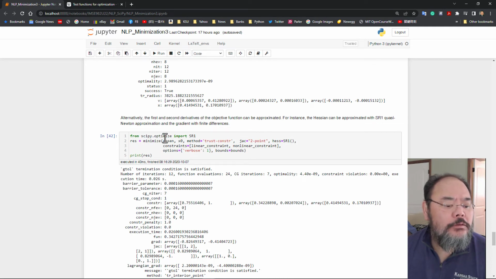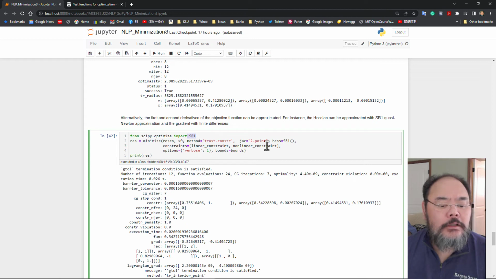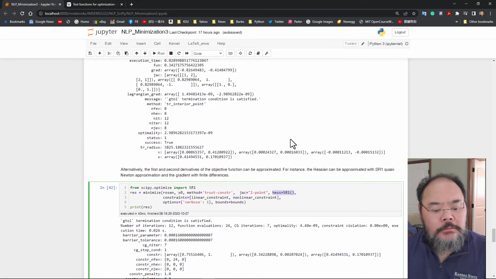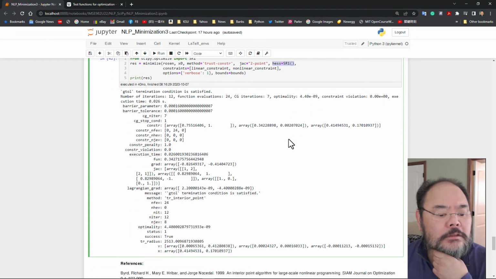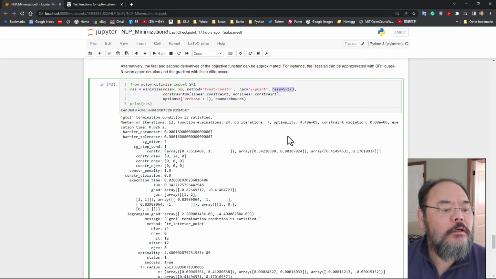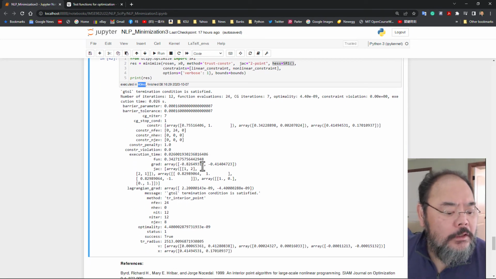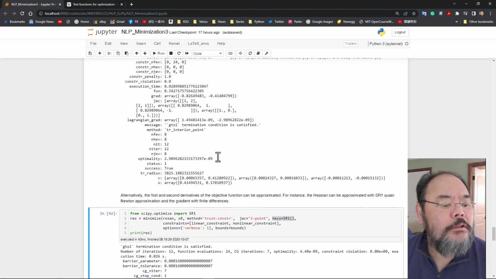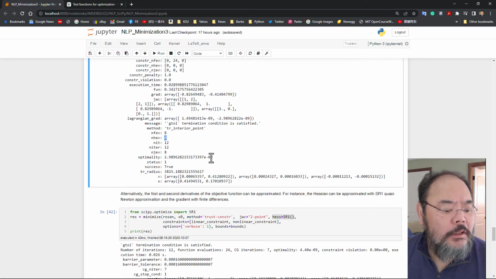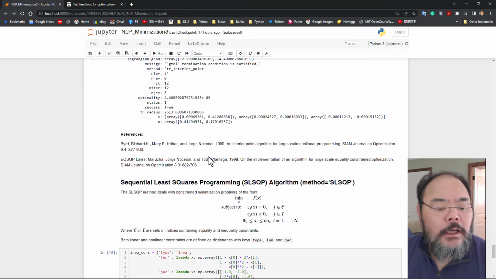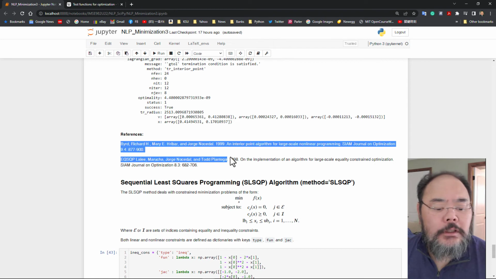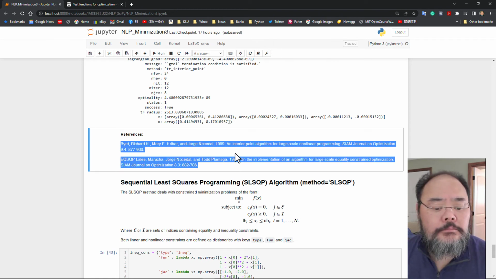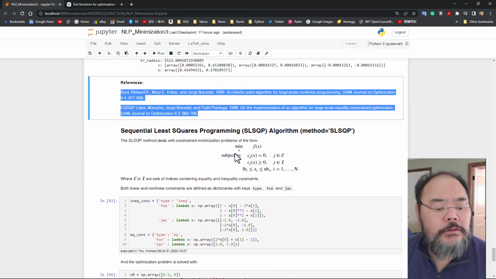Second, we're going to use the so-called SR1 method for the Hessian approximation of the objective as well. It takes slightly less execution time as well, taking only 12 iterations, with 0 Hessian evaluations instead of 8, so that's where the saving comes from, and so on and so forth. I also give you these two references right here for these methods.